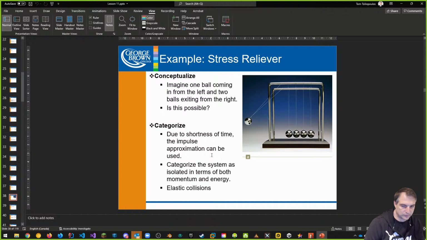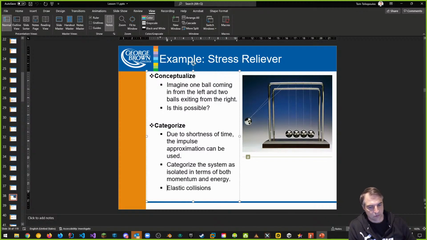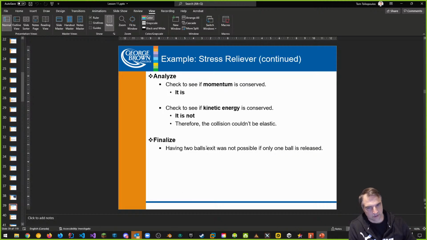Let's take a look and see if this is possible. Due to the shortness of time, the impulse approximation can be used because we're only going to get a very quick hit, if you will. Categorize the system as isolated in terms of both momentum and energy. We also know that we're using elastic collisions because we don't have a lot of deformation here. So that's the first thing we have to look at.